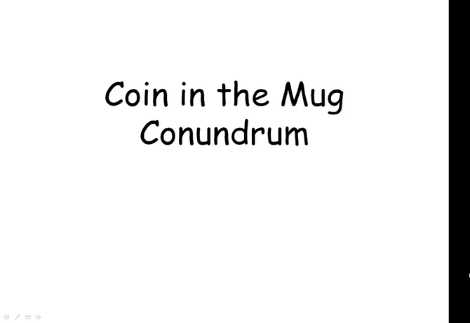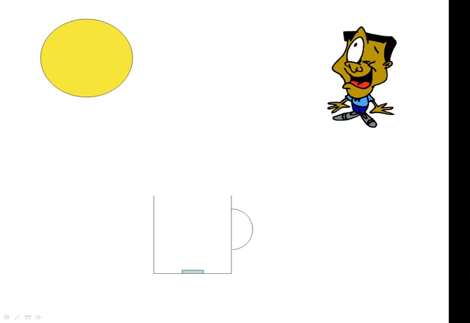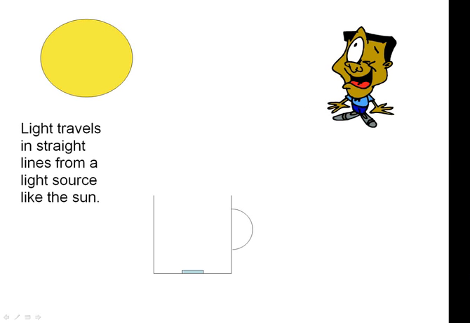We set them a challenge. Come on, see if you can. You work this out. Look, have a look at this situation. There's the sun, there's a guy, and there's a mug. And at the bottom of the mug, there's a coin. But he can't see it. Why can't he see it?